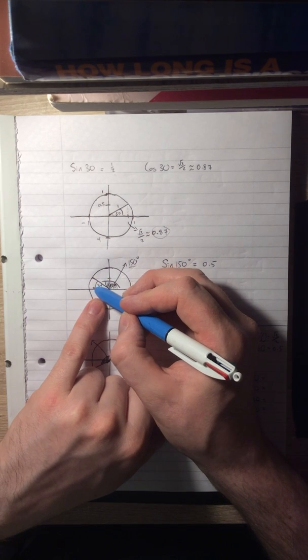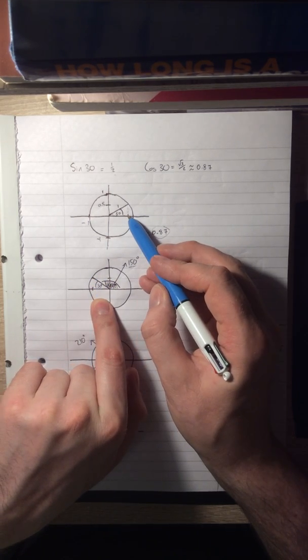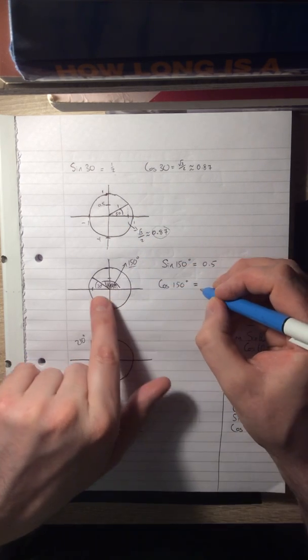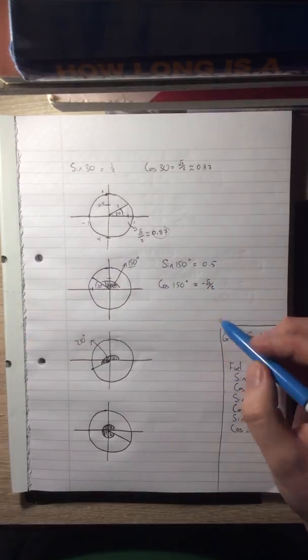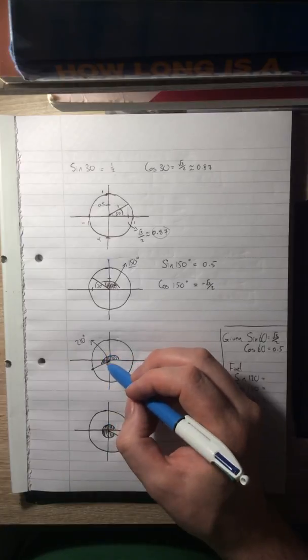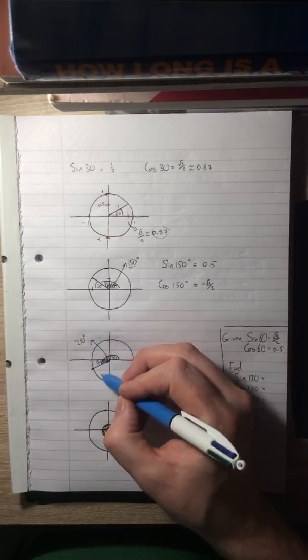The x coordinate down here for cos of 150 is the mirror image of this x coordinate. So if this one is root 3 over 2, this one is minus root 3 over 2. You can check that in your calculator. It'll spit out the same results. 210 is the next one. It also has a reference angle of 30 degrees.